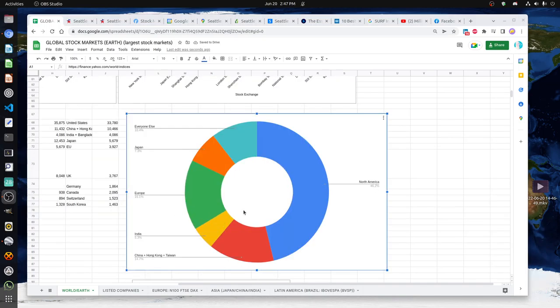Here's a quick chart I just made up showing the various sizes. You can see North America is about 50%, a little bit less than half of the whole market. And then you can see the China, Hong Kong and Taiwan market being a good chunk, about 15%. India and Europe being about 16%, Japan being about 7%, and everyone else being about 10%.